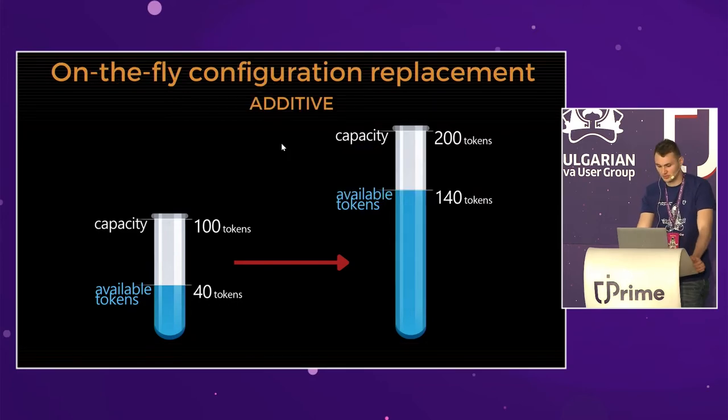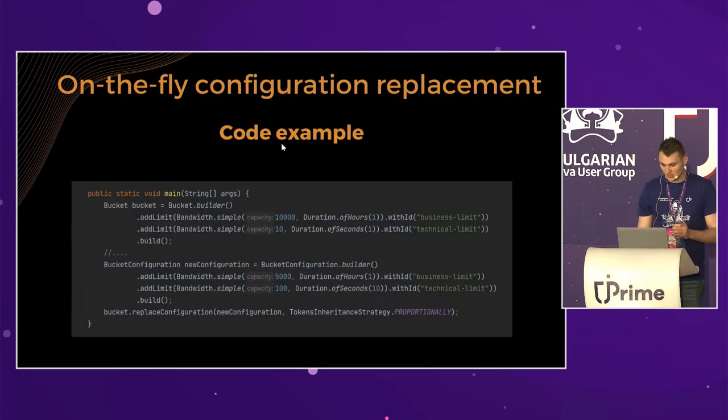And we have additive, which is much harder. How does it work? If we want to rebalance our tokens, we move the current state of our tokens to the new limit, and the difference between the previous limit and the current limit is added to our available tokens. Okay, how do we start working with on-the-fly configuration replacement? When we create a bucket, we set a personal ID for each bandwidth. After some time, we need to reconfigure our buckets. We create our new bucket configuration with the same IDs, and then we just use replace configuration with some strategy.